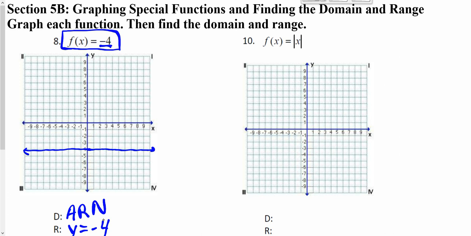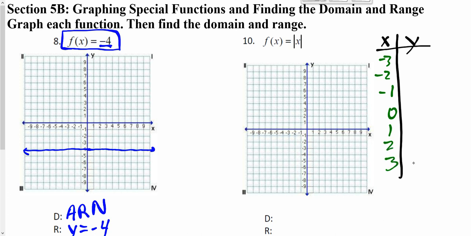Now, on number 10, we're dealing with absolute value. So I'm going to go ahead and make a t-chart. And I'm going to try like negative 3, negative 2, negative 1, 0, 1, 2, and 3. If I plug in 3, the absolute value of 3 is 3. Plug in 2, the absolute value of 2 is 2. Plug in 1, the absolute value of 1 is 1. Plug in 0, the absolute value of 0. Plug in negative 1, your absolute value of that is 1. Plug in negative 2, that absolute value is 2. Plug in negative 3, that absolute value is 3.